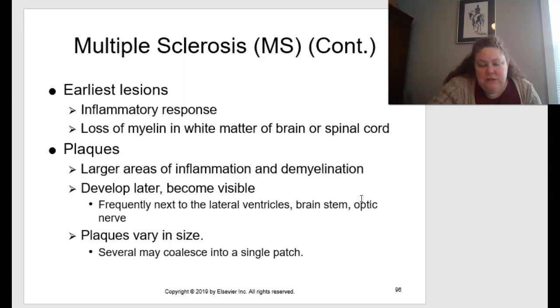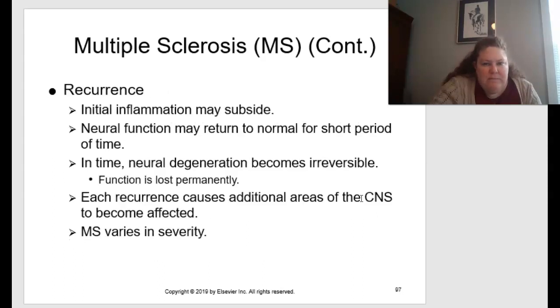With each recurrence, additional areas of the central nervous system are going to be involved, and multiple sclerosis varies in severity, occurring in a mild and slowly progressive manner in some individuals and rapidly in others. So this is on page 370. Okay. So we just talked about that.